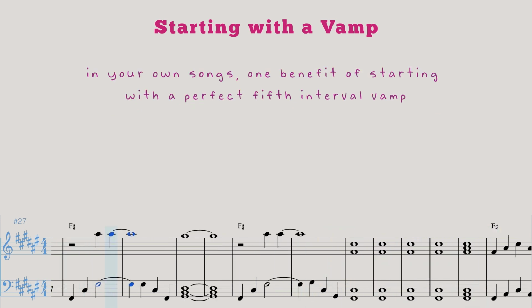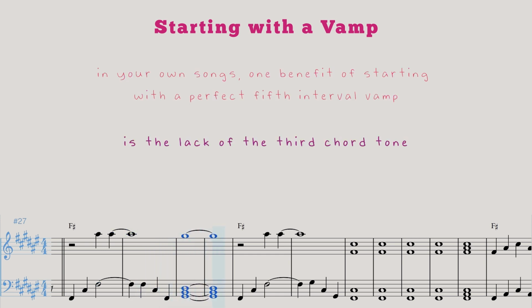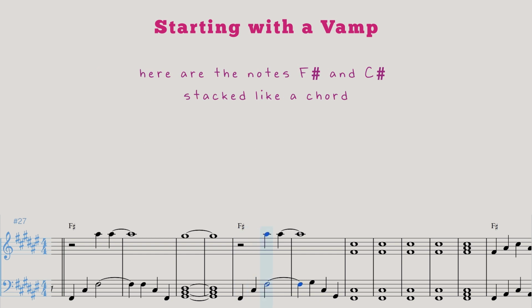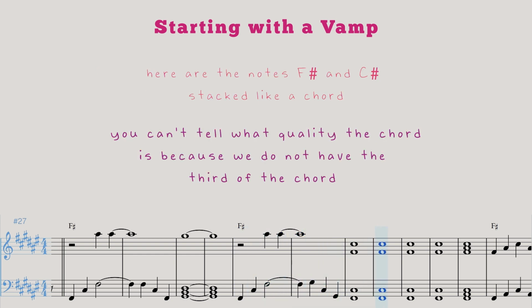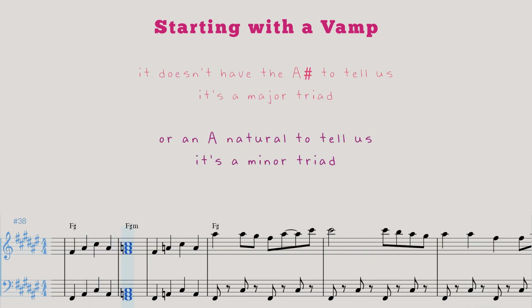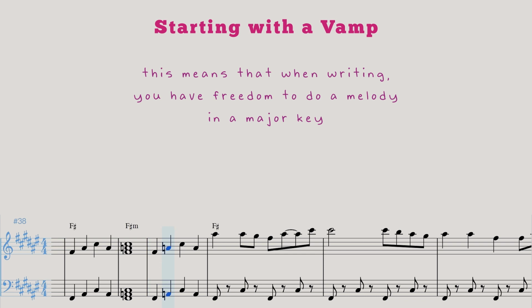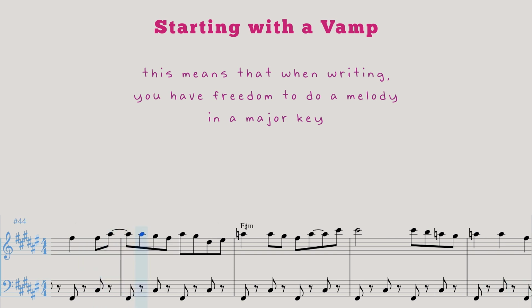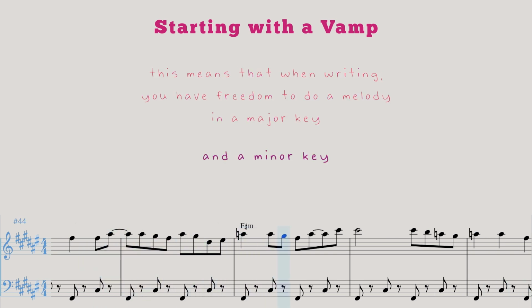In your own songs, one benefit of starting with a perfect fifth interval vamp is the lack of the third chord tone. Here are the notes F sharp and C sharp stacked like a chord. You can't tell what quality the chord is because we do not have the third of the chord. It doesn't have the A sharp to tell us it's a major triad, or an A natural to tell us it's a minor triad. This means that when writing, you have freedom to do a melody in a major key and a minor key.